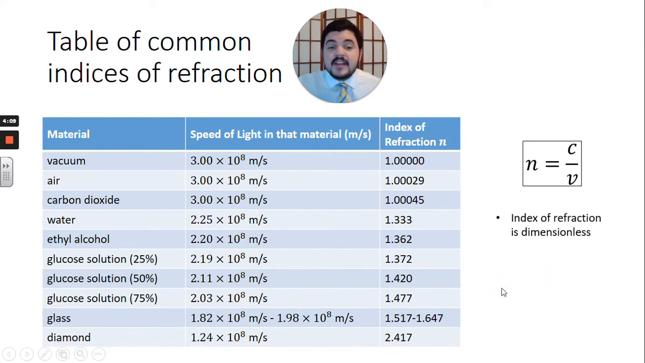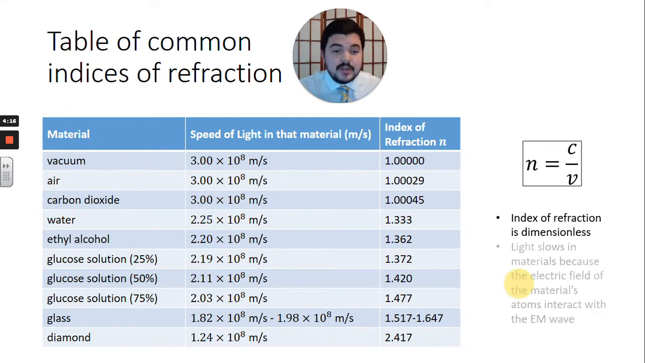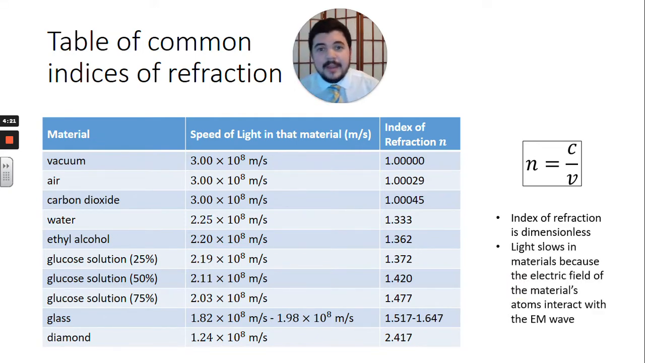I want to point out that the index of refraction is a dimensionless quantity. It's a ratio of 2 speeds, and so there is actually no unit or dimension to it. And we want to talk about, why does light slow down rather than speed up in a medium? Well, light slows down because the electric fields of the light wave interact with the electric field of the matter that's already there, right? Matter is made up of charged particles, protons and electrons, and the interaction between the incoming electromagnetic wave and the positive and negative charges of that medium slow it down.